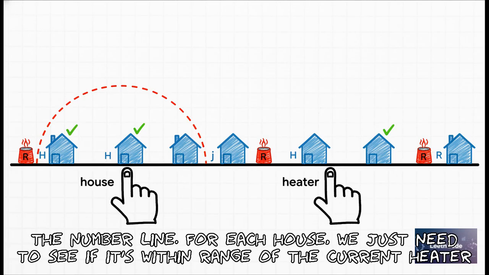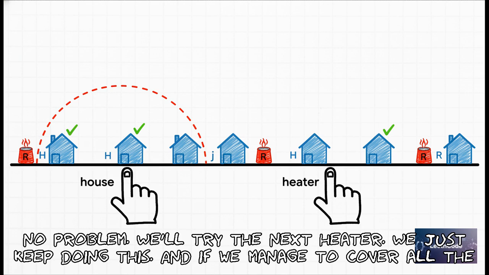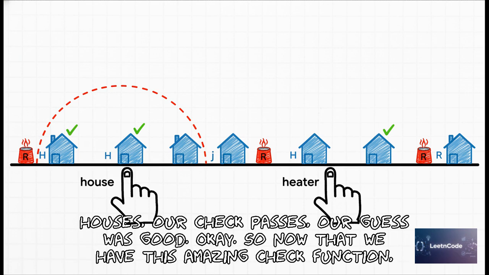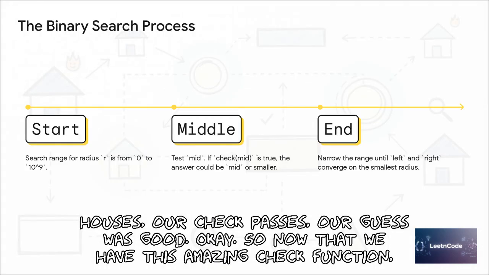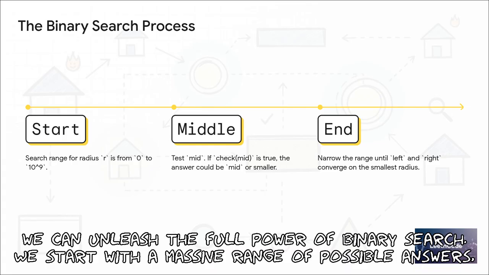For each house, we just need to see if it's within range of the current heater we're looking at. If it is, awesome. We move on to the next house. If the house is too far away, no problem. We'll try the next heater. We just keep doing this, and if we manage to cover all the houses, our check passes, our guess was good.